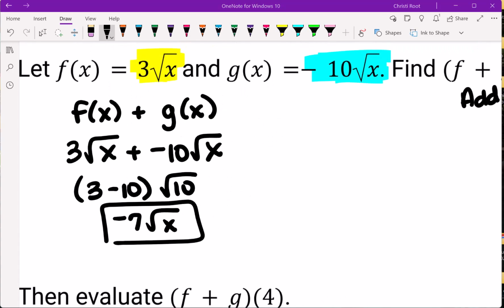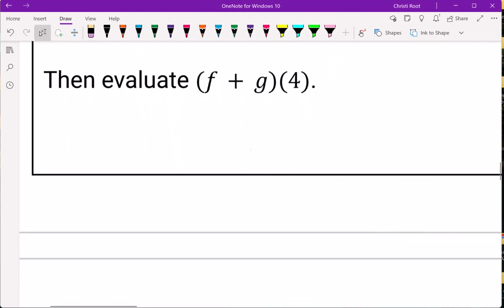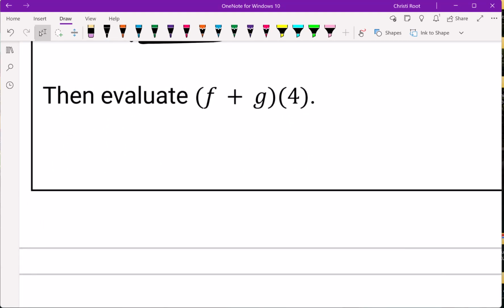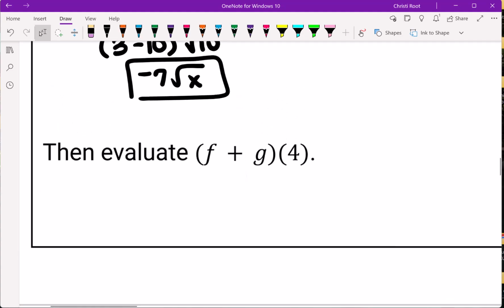Okay, so look directly underneath it. What it's doing is it's saying, I want you to evaluate what you get after you add your f and your g function. So what I'm going to do is substitute f plus g with what I got earlier. So I know that I'm going to use negative 7 square root of x. Now I just want you to think, what do you think it's asking you to do with that 4?